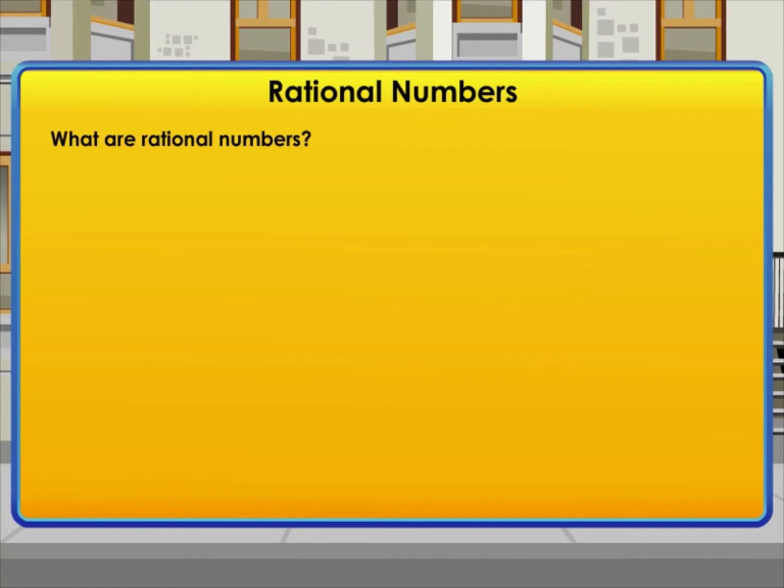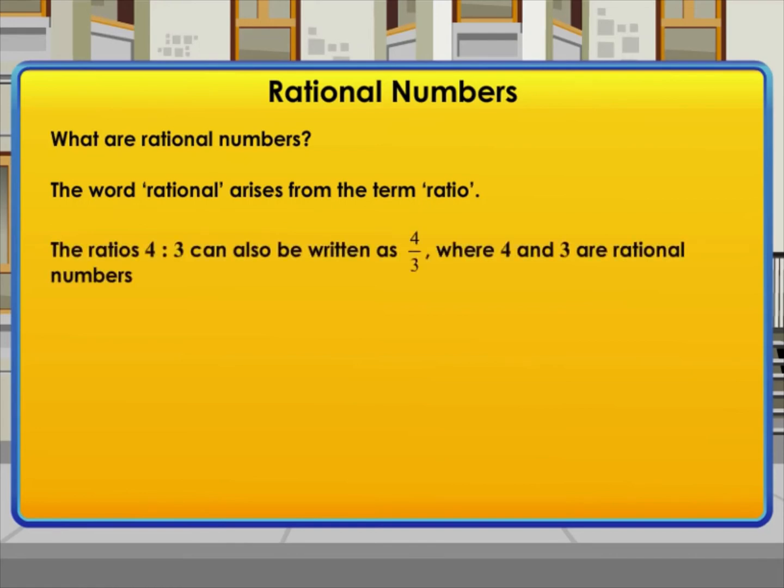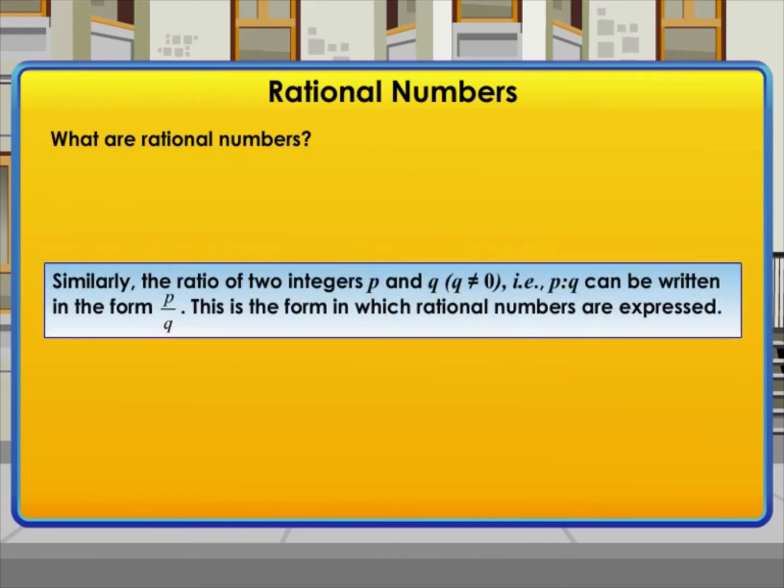What are rational numbers? The word rational arises from the term ratio. The ratio 4:3 can be written as 4 by 3, where 4 and 3 are integers. Similarly, the ratio of two integers p and q, where q is not equal to 0, that is, p is to q, can be written in the form p by q. This is the form in which rational numbers are expressed.